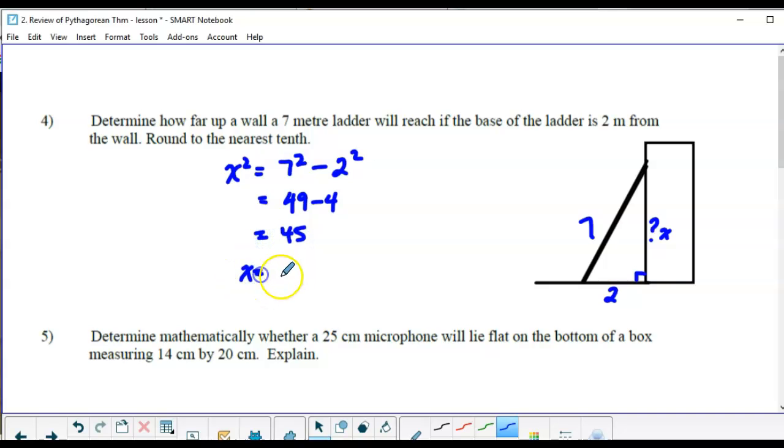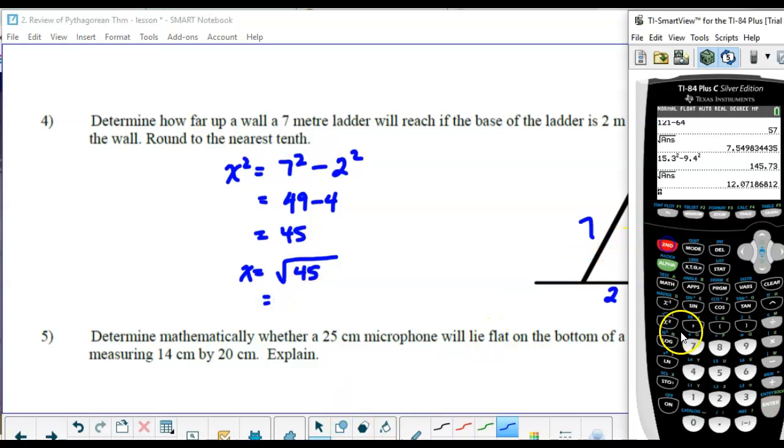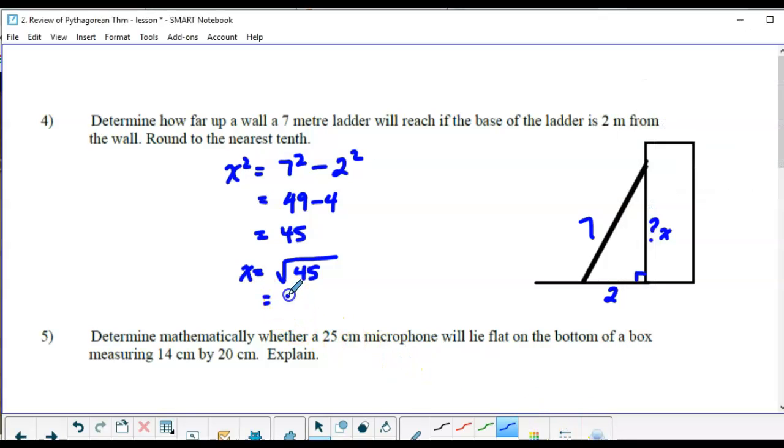So x is the root of 45. So if you've done the other calculations in there, that's fine, but you can do them in your head and then round this to the nearest tenth, which is 6.7 meters.